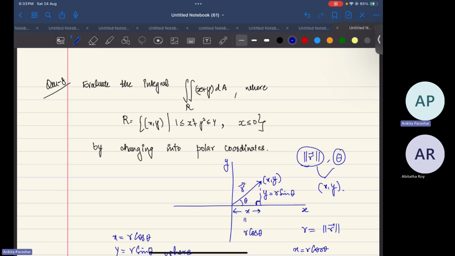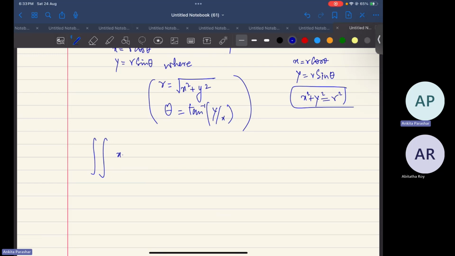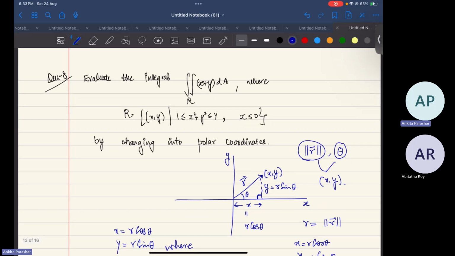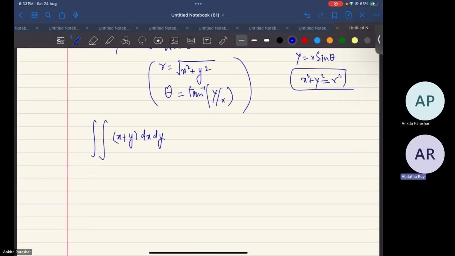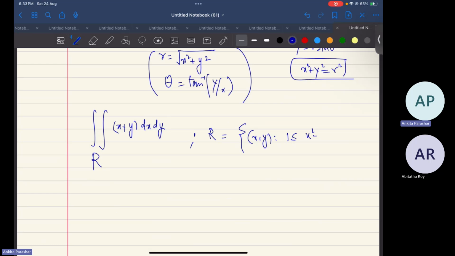Since we have changed all the coordinates, what is the meaning of this integration? Let's see. We have to integrate x plus y dx dy over the domain R, let's say. R is nothing but all those x and y such that 1 is less than or equal to x square plus y square, which is less than or equal to 4, and moreover x is less than or equal to 0. This is important.